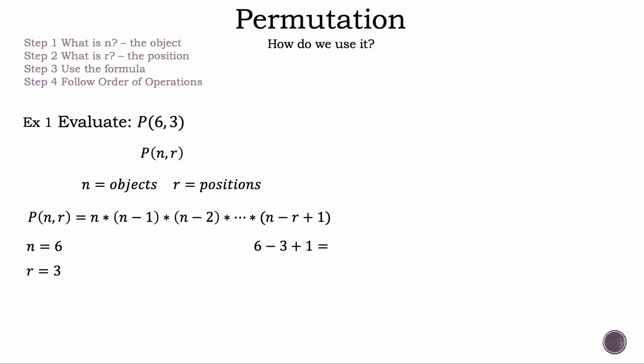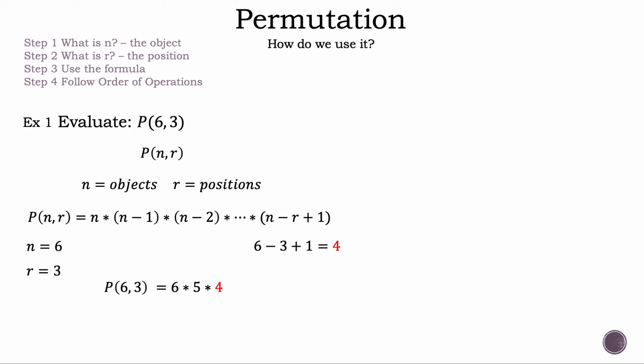So now we have 6 minus 3 plus 1, and the result of that is 4. So now we know the last number in the last position, which is 4. Now, let's write down what 6 permutations of 3 is equal to. So, 6 times 5 times 4.